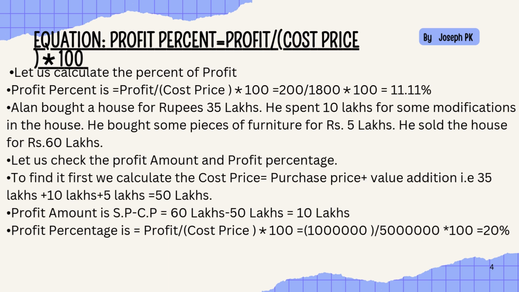To find it, first we calculate the cost price. Purchase price plus value addition, that is 35 lakhs plus 10 lakhs plus 5 lakhs equals 50 lakhs. Profit amount is selling price minus cost price, that is 60 lakhs minus 50 lakhs, that is 10 lakhs. Profit percentage is profit divided by cost price into 100, that is equal to 10 lakh divided by 50 lakh into 100, that is equal to 20%.